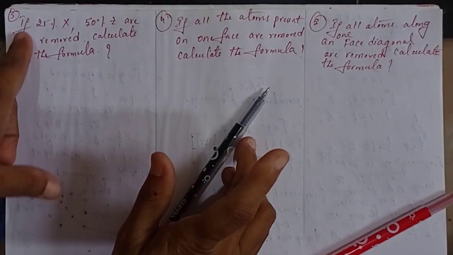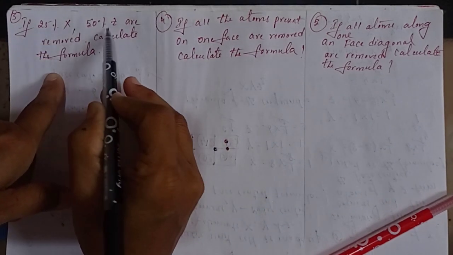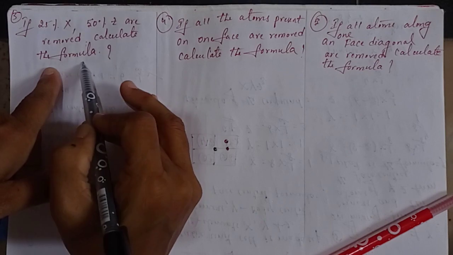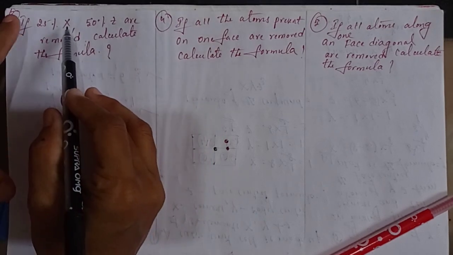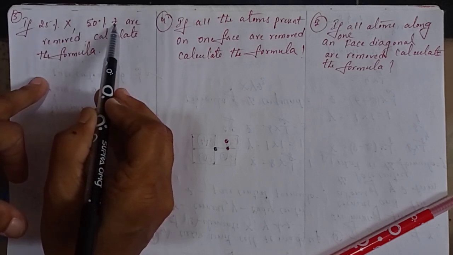Now see, students, next question. If 25% of X and 50% of Z are removed, calculate the formula. We know already in the given question that X atoms are present at the corners and Z atoms are present at the face centers.